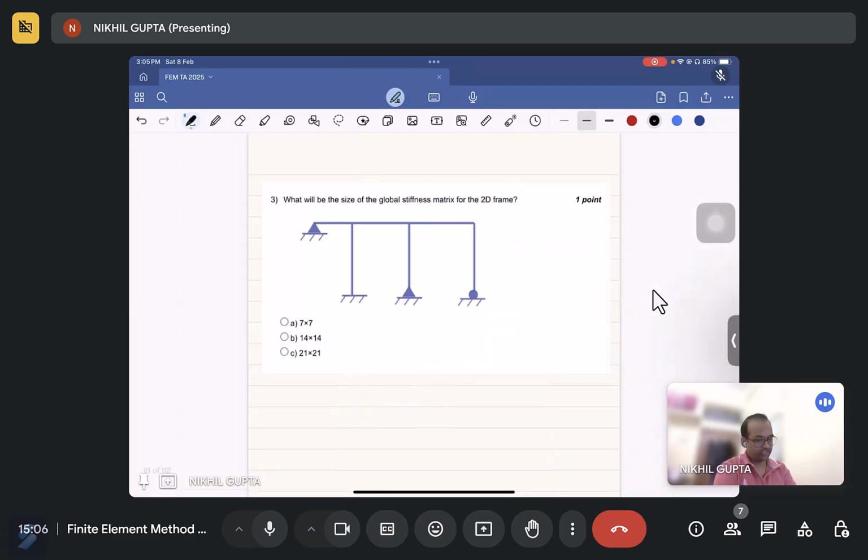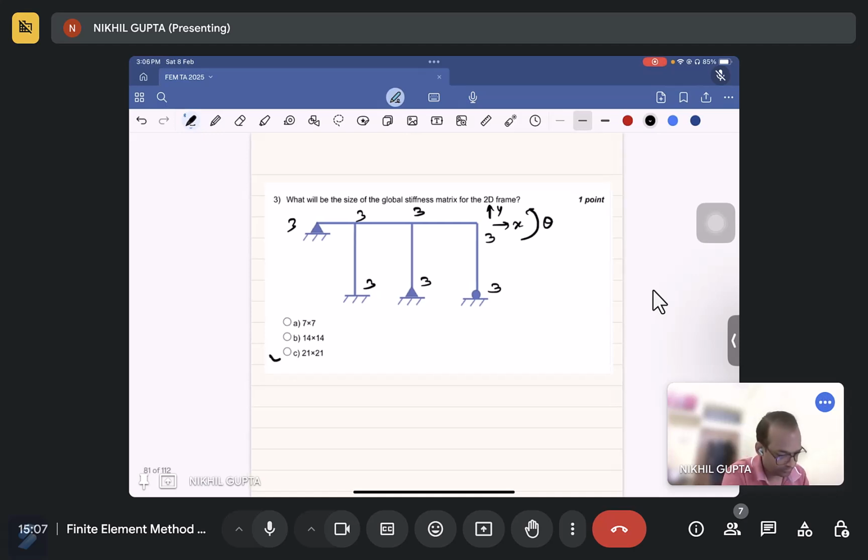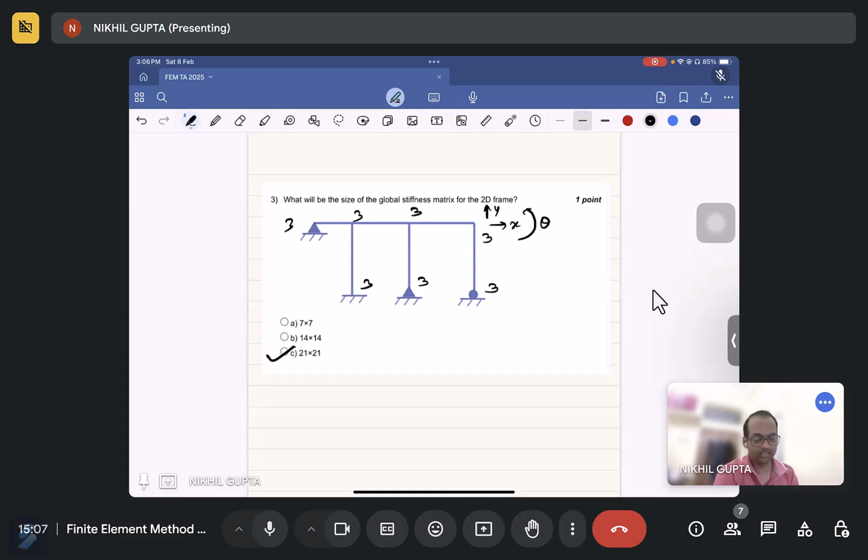So the third question is what will be the size of the global stiffness matrix for the 2D frame? Since this is a frame, here you have X force also, you have Y force also, and you also have a rotation. Three in each node, so three here, three here, three here, three here, three here, three here, three here. So the answer will be 21 by 21. If you have any doubt regarding all this, you can unmute and ask the question.